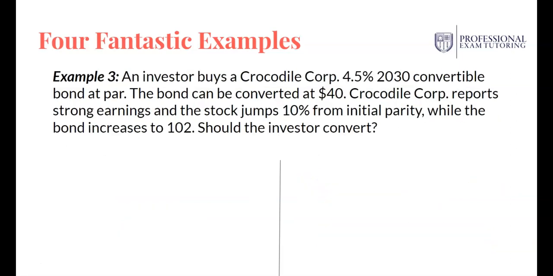Okay, moving on to example 3. An investor buys a Crocodile Corp 4.5% 2030 convertible bond at par. The bond can be converted at $40. Crocodile Corp reports strong earnings and the stock jumps 10% from initial parity, while the bond increases to 102.